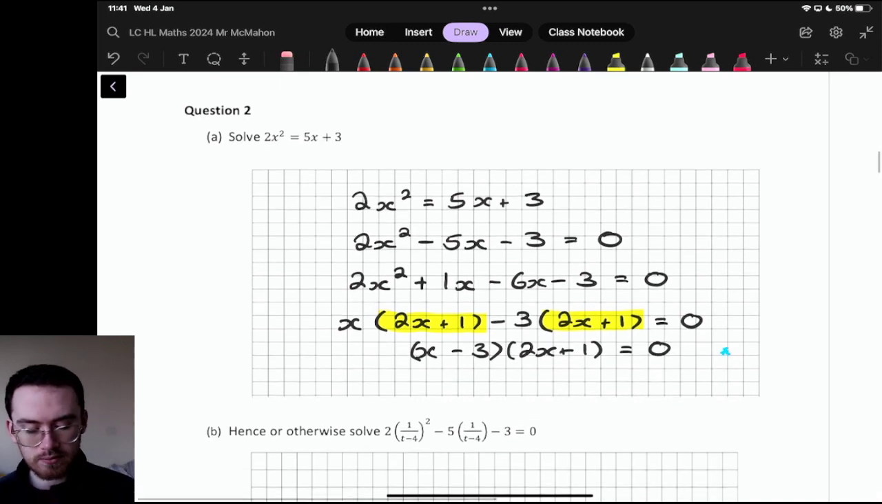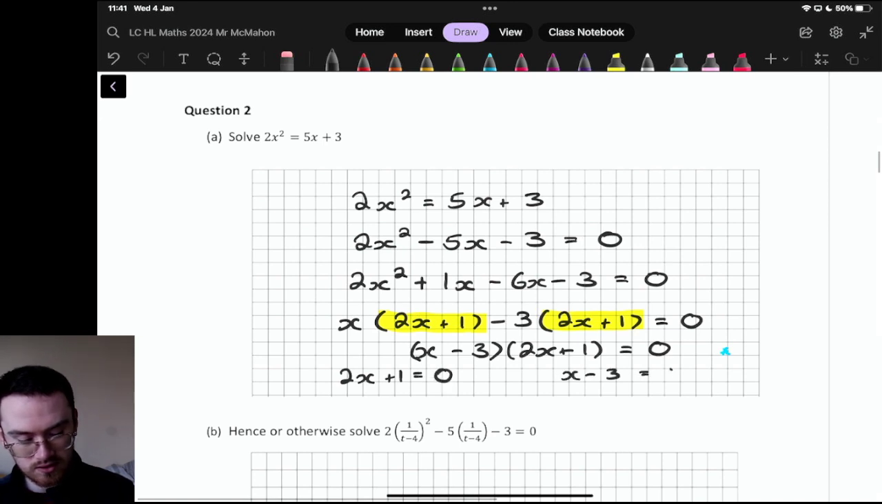Once we got to that point, we set each of these equal to 0, so 2x plus 1 is equal to 0, x minus 3 is equal to 0, and that means that x is equal to 3, or x is equal to minus a half. And those are our two answers.